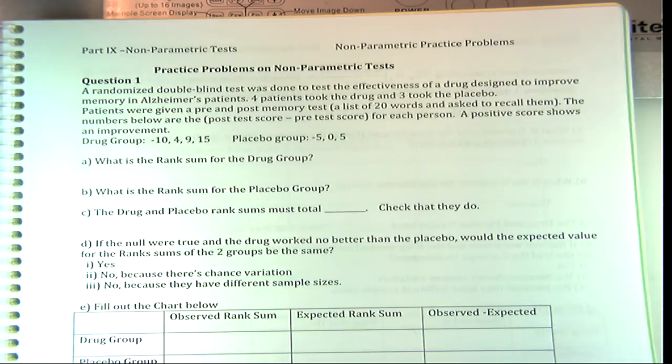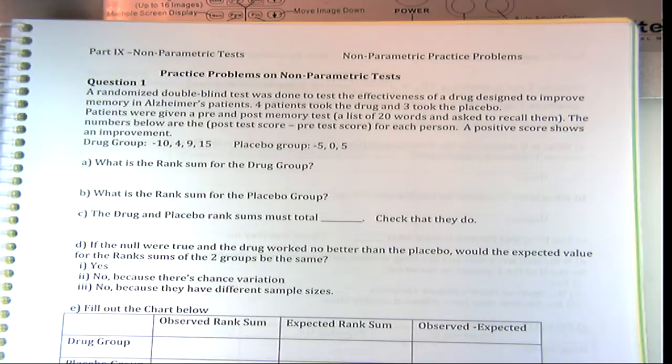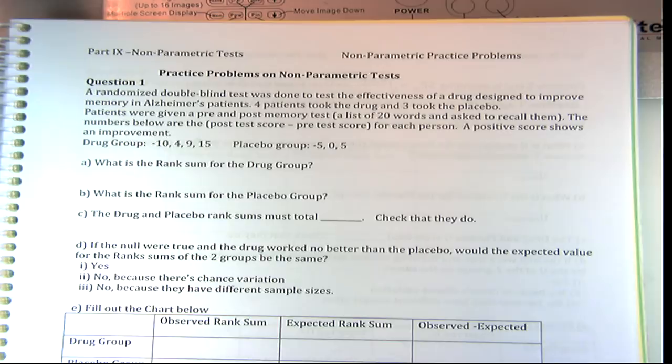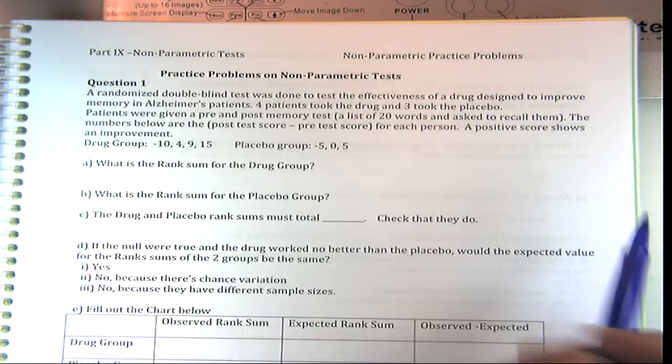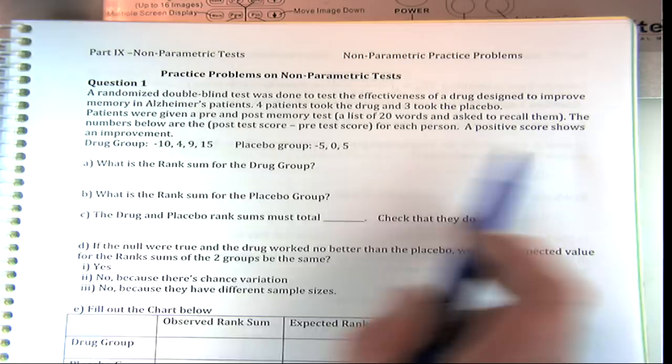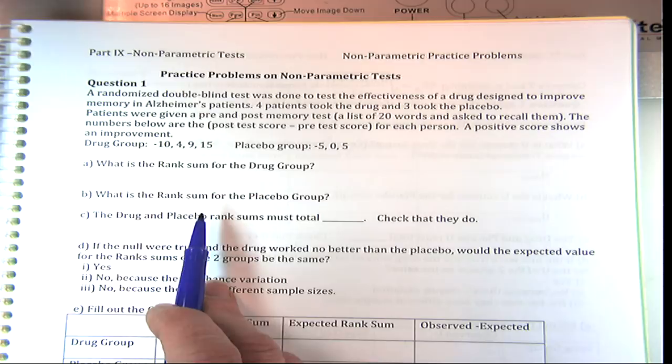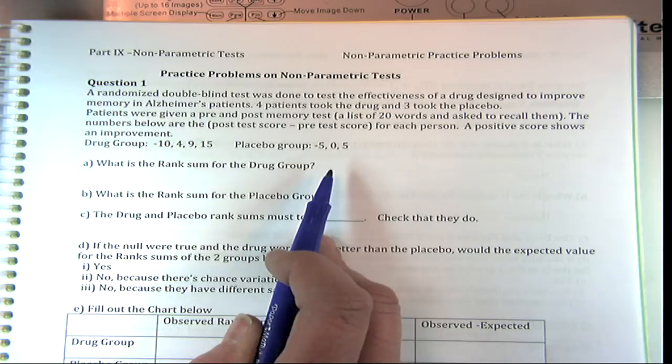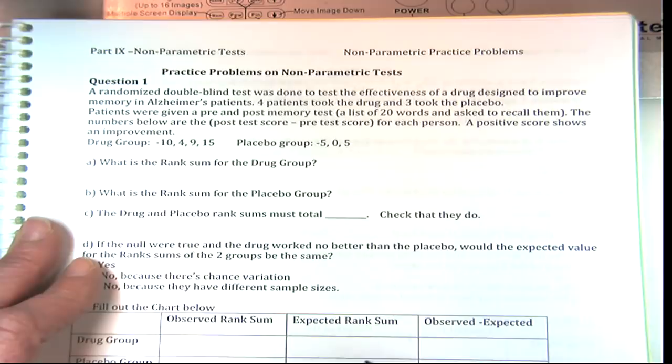So this is on page 209 in your notes. These aren't quite exactly the same as the ones on Lon Kappa anyway. These are slightly different. All right, so an experiment was done and here are the results. These are a pre and post memory test, and the numbers indicate the improvement in scores. Now, it's a small sample size and not from normal distributions, so we can't do a t-test. So now we're doing the rank sum.